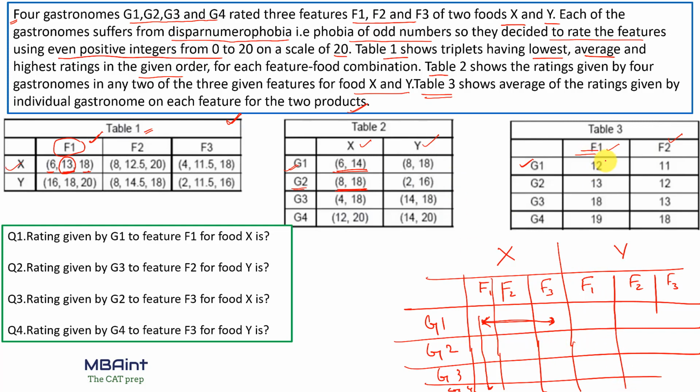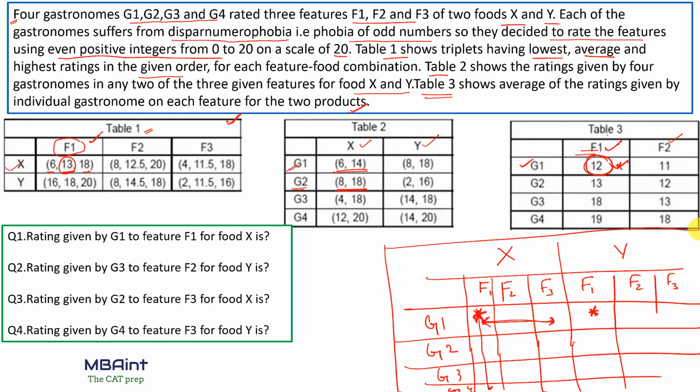Now what is table 3? Very interestingly, if you look into this value, G1 is giving average of 12 for feature F1. So G1 will give 2 values or 2 scores for food X and 1 for food Y. An average of this is given in this table. So this is the understanding of the table. Now having said that, if we have mind mapped our table for the given information, solving this would be easier.